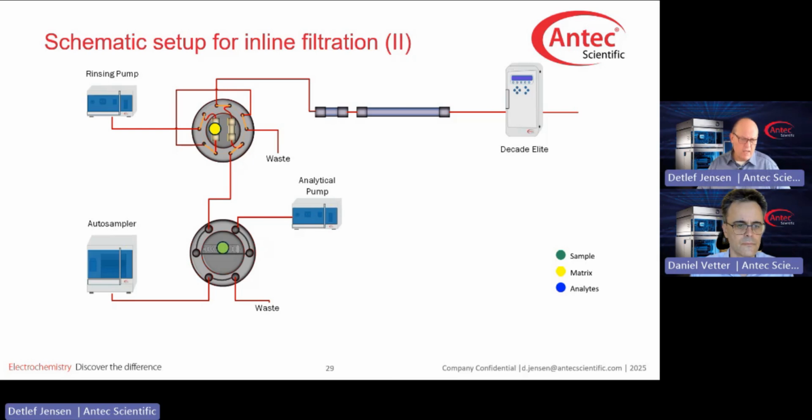So now we switched, we have different connections, and we can inject the next sample on a fresh filter. However, once the separation is commencing on the analytical column, we can at the same time start to wash out the particles from the filter, and then we have a fresh filter again that allows us to inject the sample and continue.